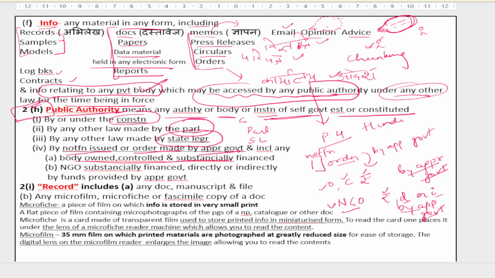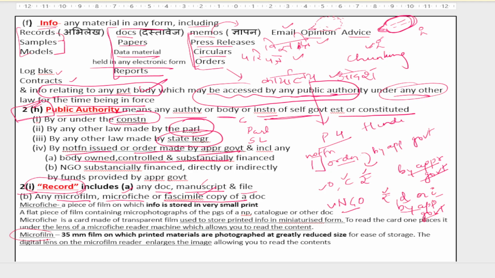Now we move to the next section, that is section 2I of the RTI Act. It covers what is record. So what is record under RTI Act? Record includes any document, any manuscript, that is handwritten document, any file. It also includes any microfilm, any microfiche or a facsimile copy of a document. Now we will see briefly what is microfilm, what is microfiche and what is facsimile copy.